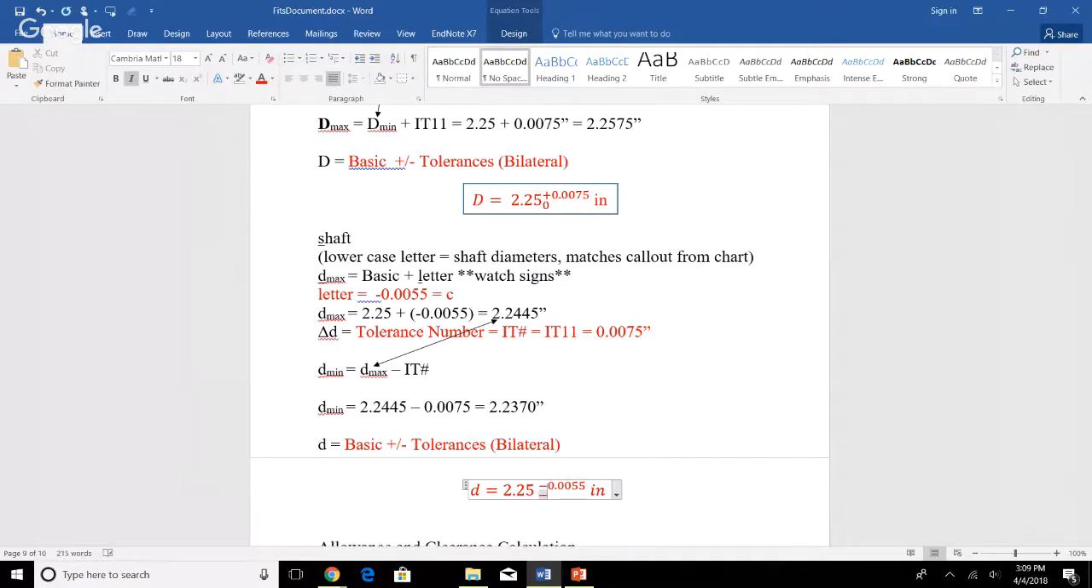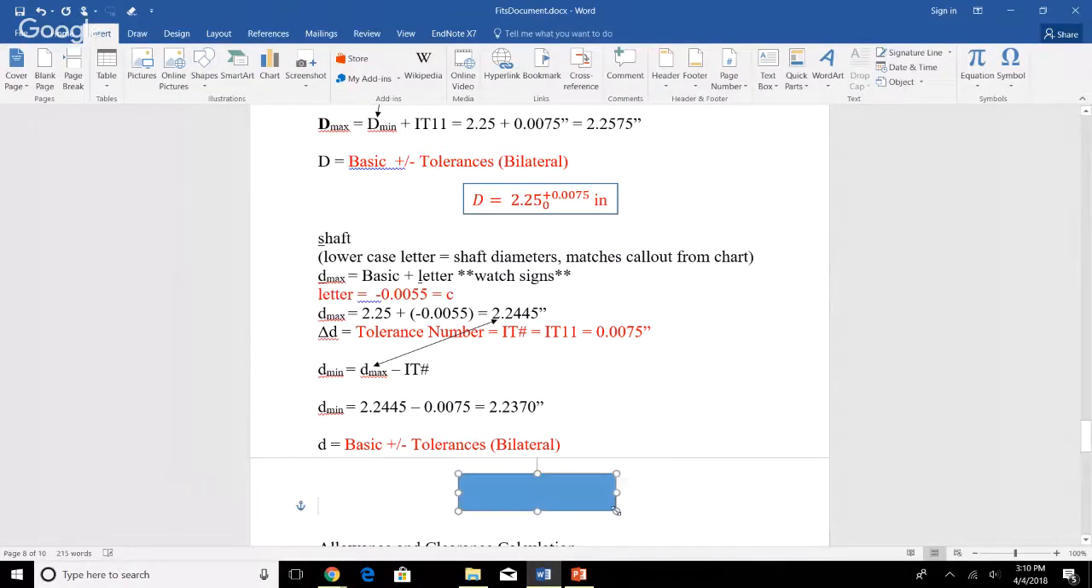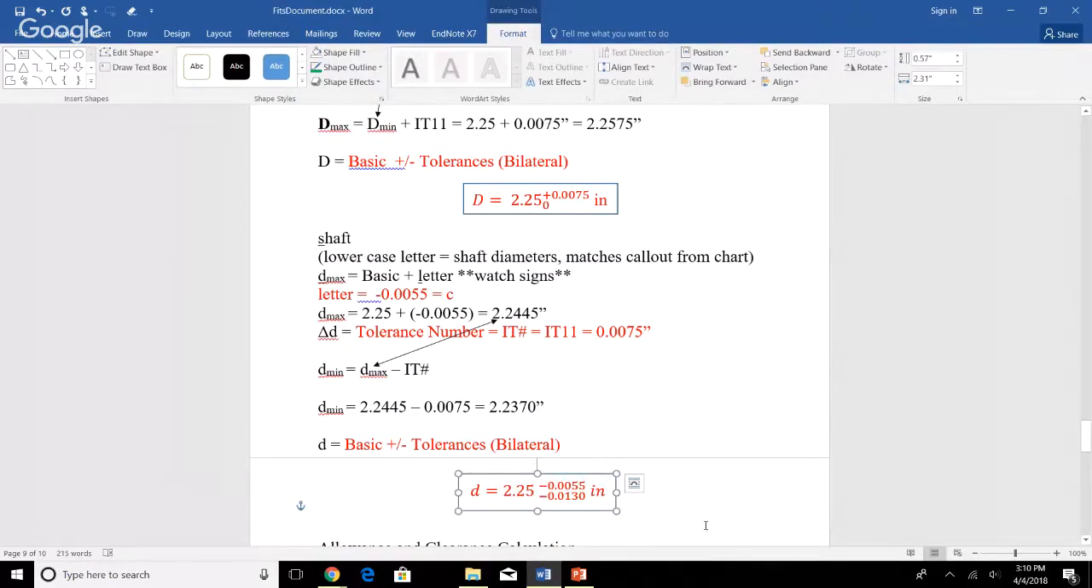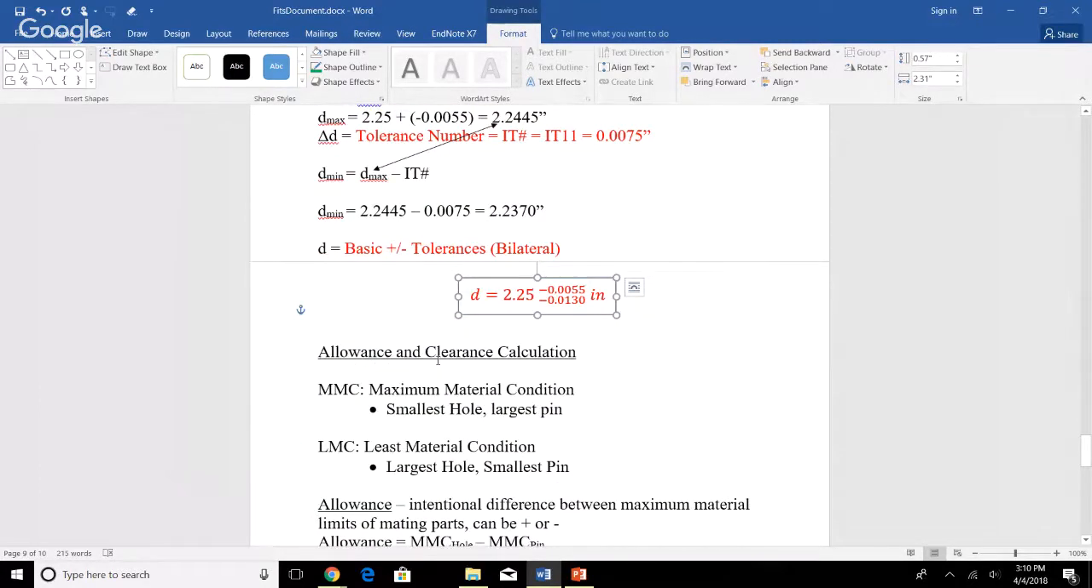That would be negative 0.0130. So that corresponds to the difference between 2.25 and then our D minimum value that we calculated up here in this line right here. Okay, so that is our two tolerances. There we have our, I'll go ahead and draw a box around those as well. And then we have our D minimum and D maximum for our hole and our shaft, and then the corresponding tolerances as well. So now we are ready to move on to calculate our allowance and clearances.